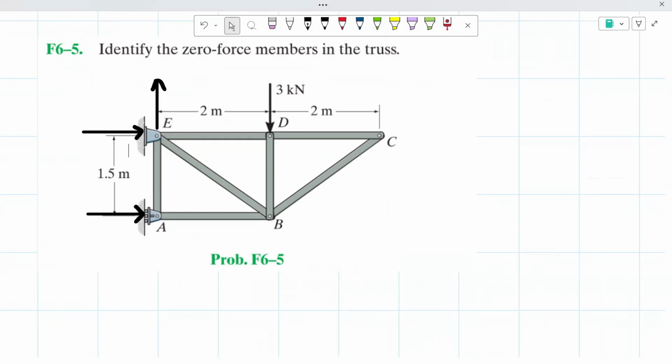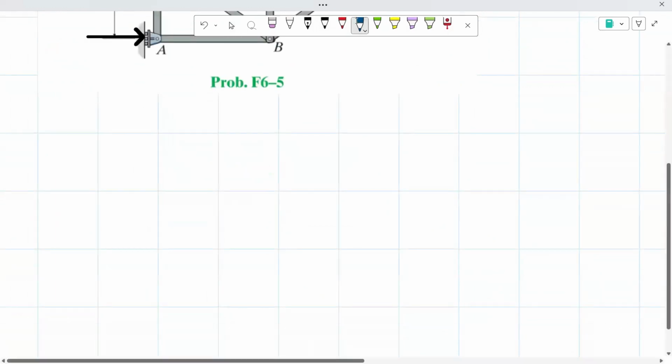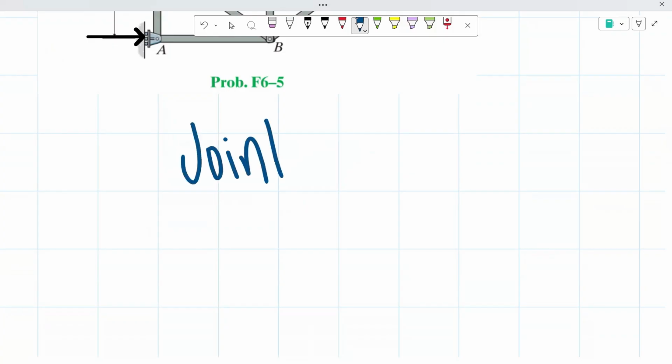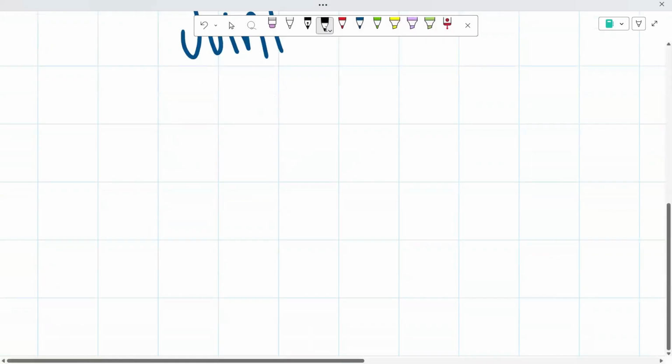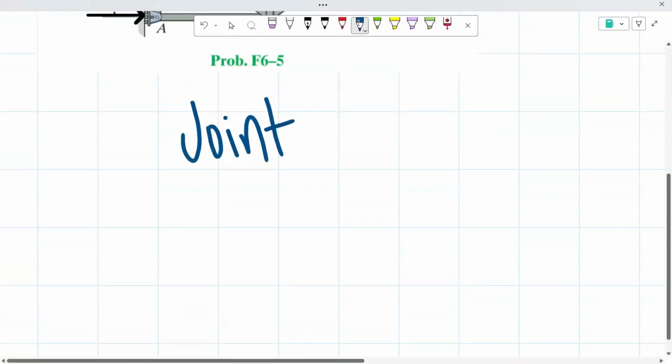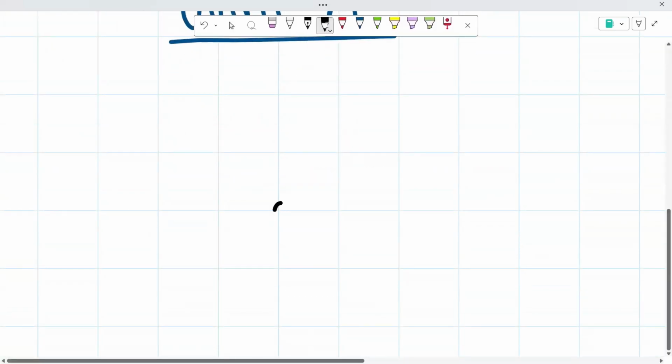So from there, I'm just going to be going joint by joint and seeing which of these joints fall under the two cases that could give us zero force members. So if I were to start off with joint A, I'm going to simply draw it out just so you guys could visualize it a bit more, but you could also just look at the image that they give us. So joint A, if we were to draw joint A, we would have our joint A.